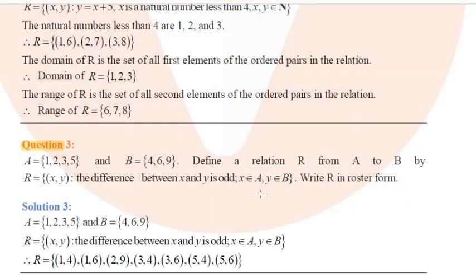Question 3. Let A and B be given, and define a relation from A to B where the difference between x and y is odd. Write R in roster form. The difference between x and y is odd. See here, if you subtract even numbers, 2 minus 4, what will you get? 2, which is even. Similarly, if you subtract odd numbers, you will get even. It means we cannot subtract odd from odd or even from even. We can subtract odd and even, or even and odd.